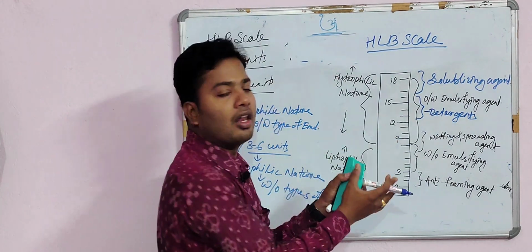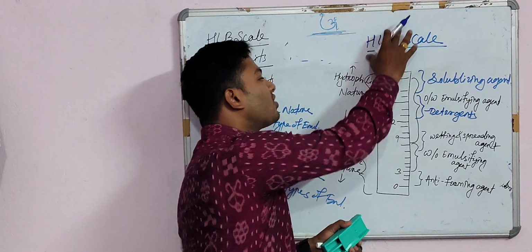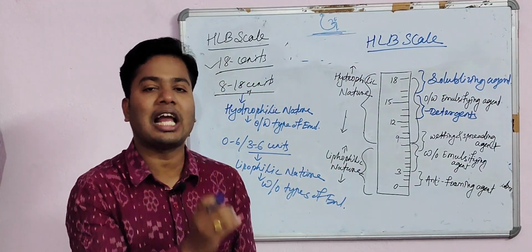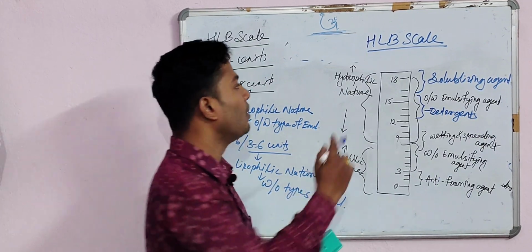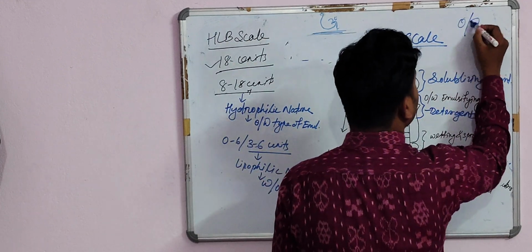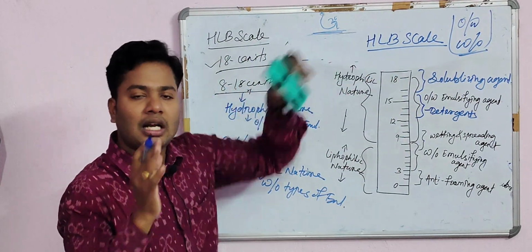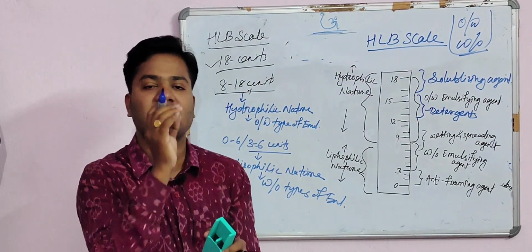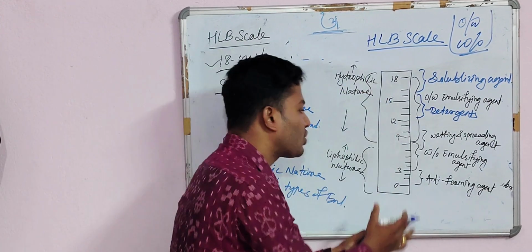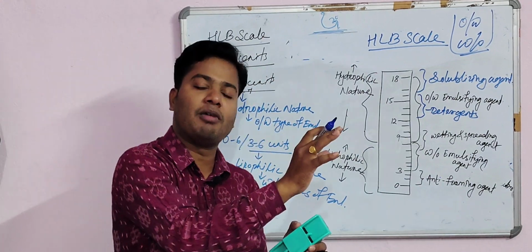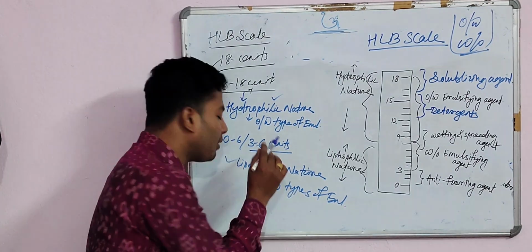So according to the HLB scale, or the HLB value, you can easily choose which type of emulsifying agent is best for the preparation of O by W type of emulsion or W by O type of emulsion. How? According to the HLB value. Because each and every emulsifying agent has a specific number, or a specific value. When you put this value on the HLB scale, you can easily identify which emulsifying agent shows the hydrophilic nature, and which shows the lipophilic nature.